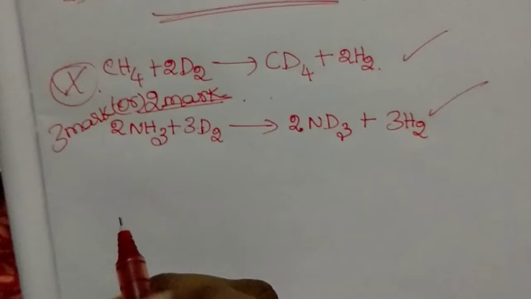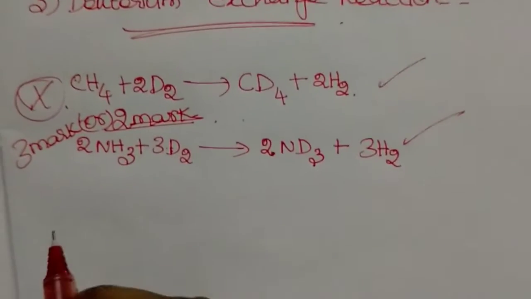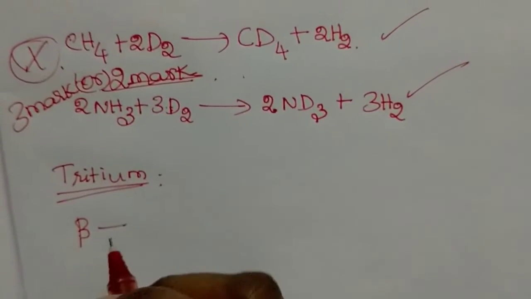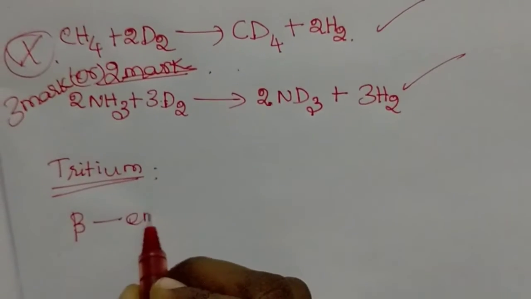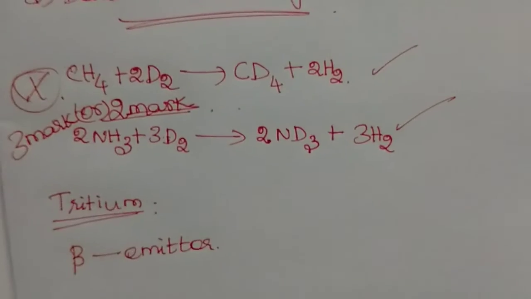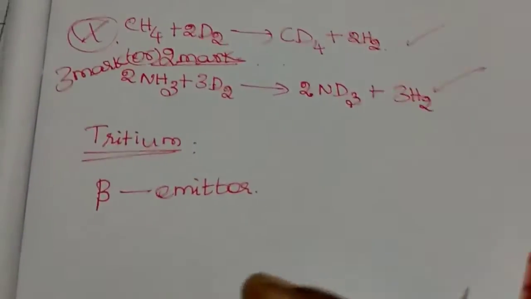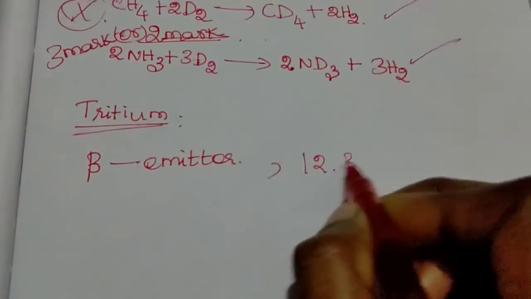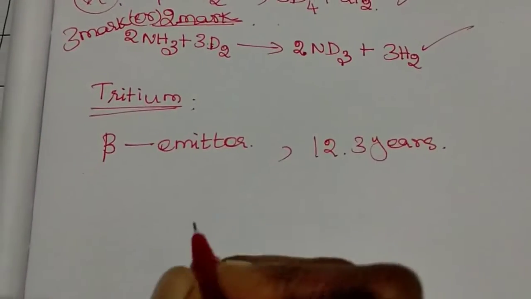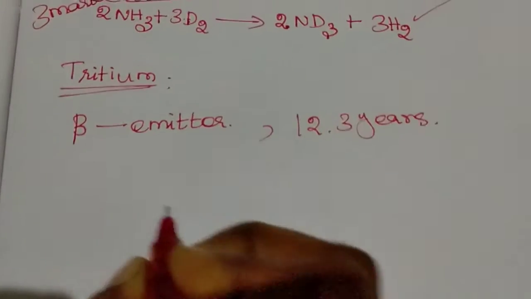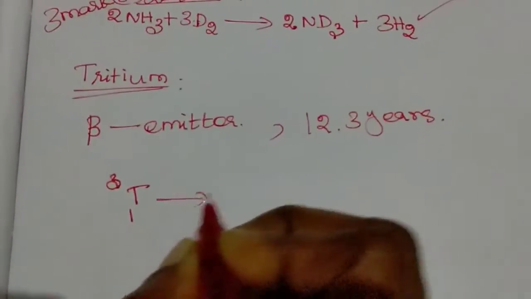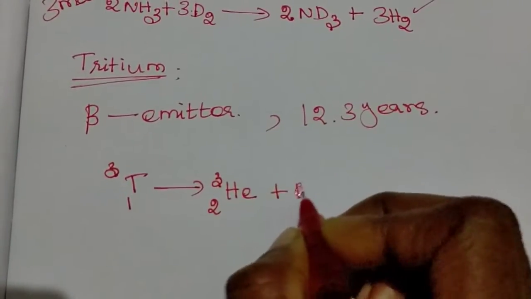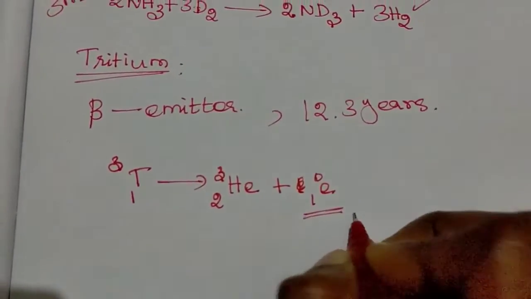Next is the properties of tritium. So you learned the properties of protium and deuterium. The third isotope is tritium. Tritium has a special property because it is a radioactive element and it acts as a beta emitter. Beta emitter means beta rays are emitted from the tritium, and its half-life period is 12.3 years. The emission of beta rays by tritium produces a helium isotope and releases beta rays.